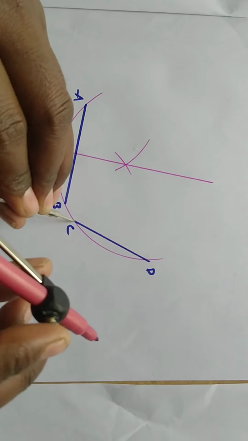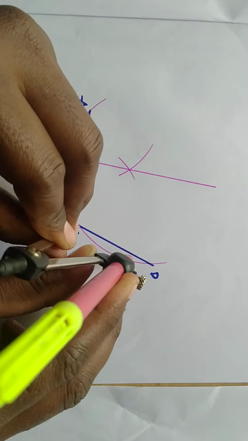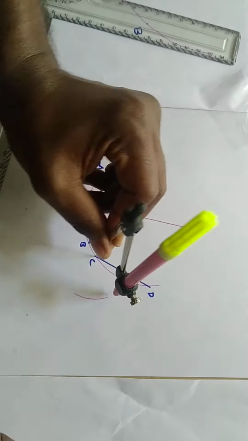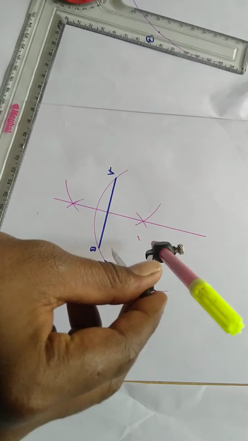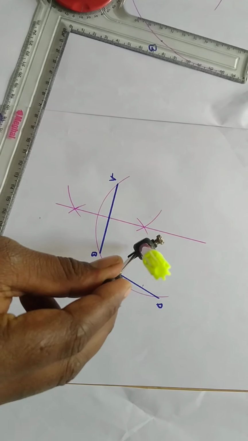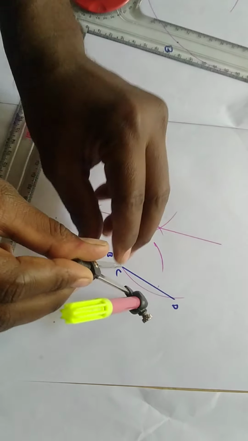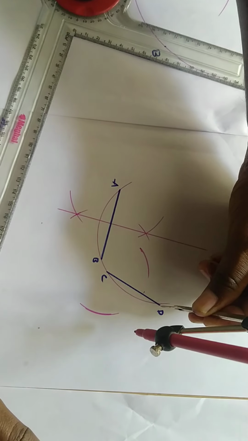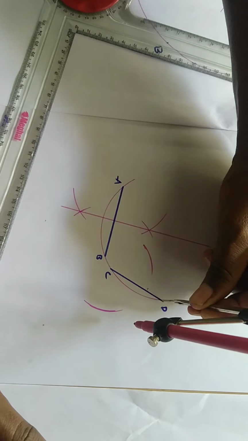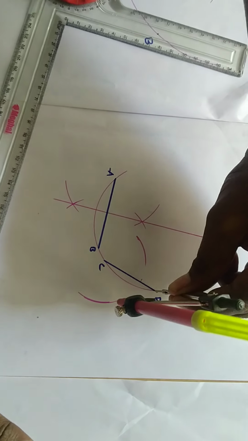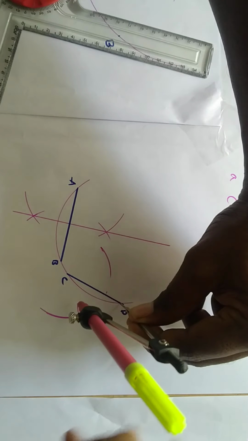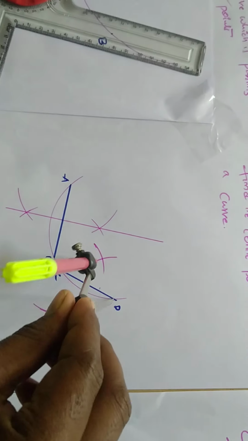With C as the center, with the help of your compass, take half of the above radius and make an arc above and an arc below. Next, from the same distance, with D as the center, make an arc above and an arc below.